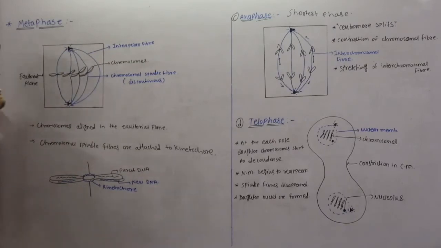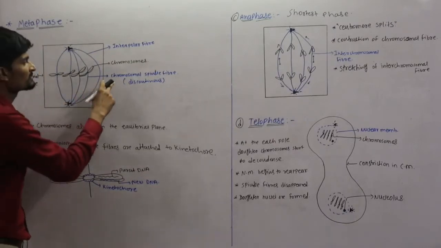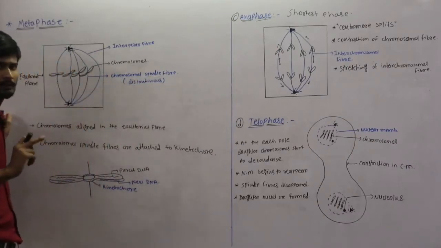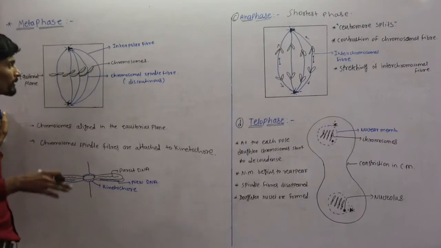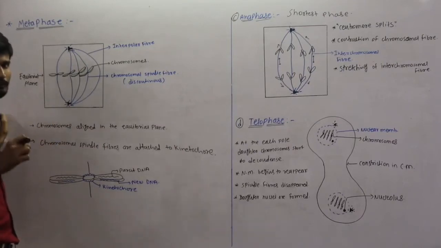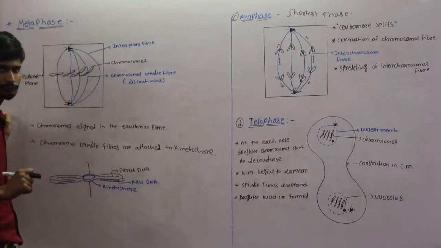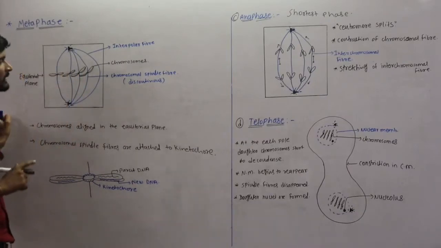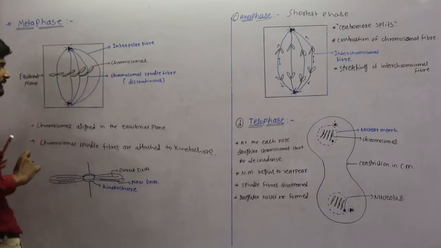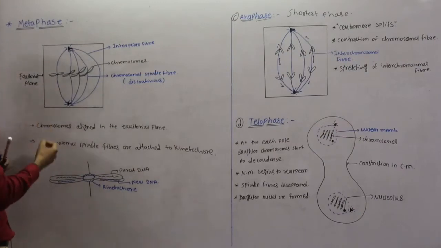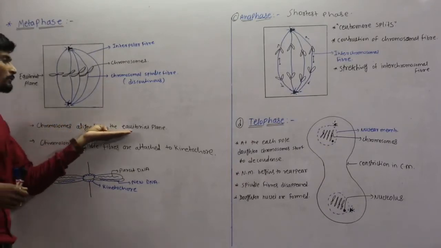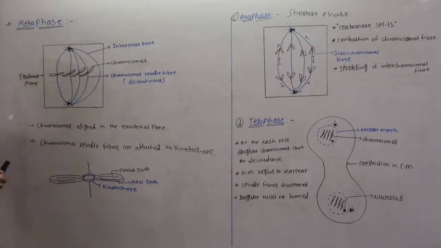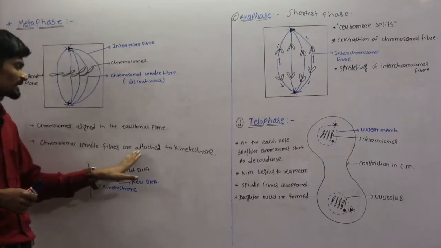Another type of fiber, that is the short fiber or discontinuous fiber, is also called chromosomal spindle fiber. Why is it called chromosomal spindle fiber? Because these discontinuous fibers or short fibers are attached to the chromosomes. That's why these are called chromosomal spindle fibers. So these are the chromosomal spindle fibers. These fibers arise from both poles, upper pole and lower pole. So chromosomes align in the equatorial plane during the metaphase, and we can clearly see chromosomes only during the metaphase. Next, chromosomal spindle fibers are attached to the kinetochore.